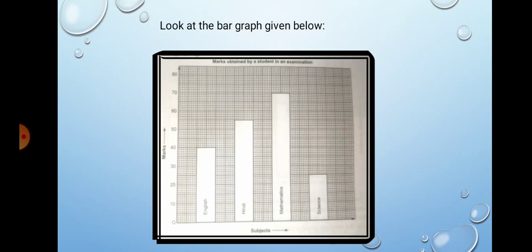You can see the mark of the student in English is 40, and Hindi is 55, because it is between 50 and 60. Mathematics is 70, and science is 25. So these are the marks of an individual student in an examination. Now based on this graph they have given you a few questions.